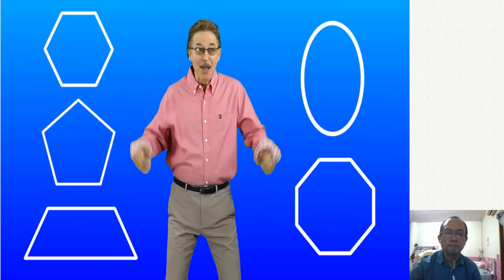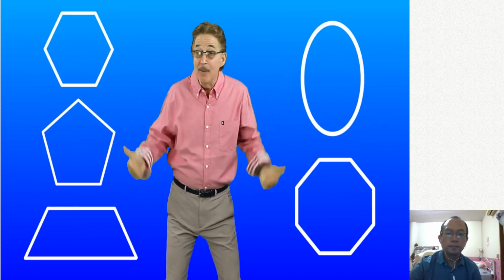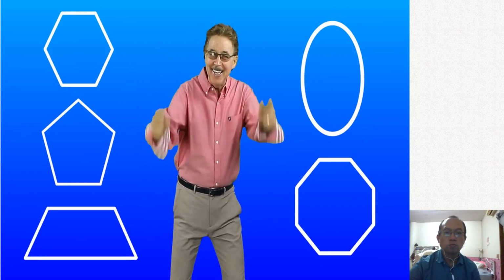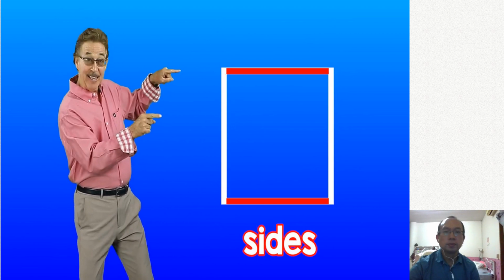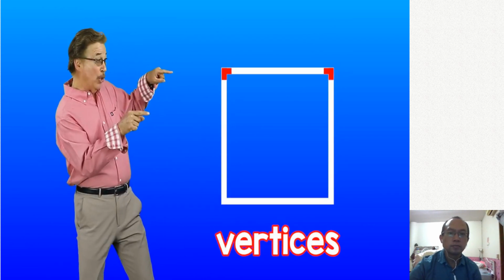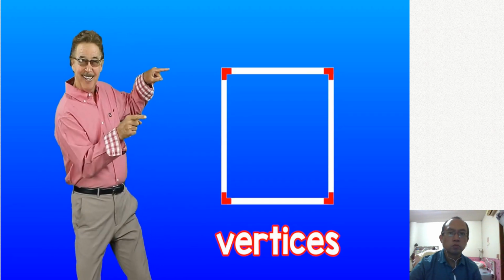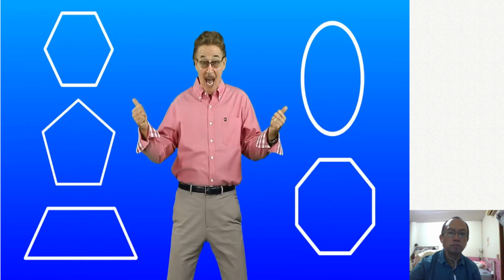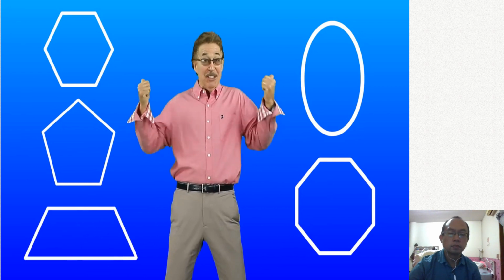2D shapes, 2D shapes. Which ones have sides and vertices? Let's learn today. Sides are the straight lines that form the shape. Vertices are the corners that the 2 lines make. Let's move and count the sides and vertices of these 2D shapes.